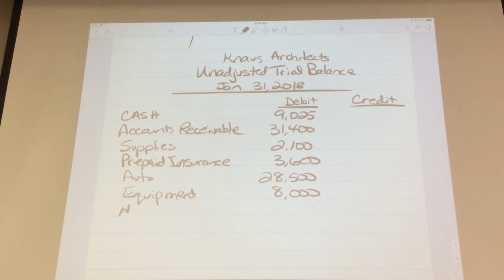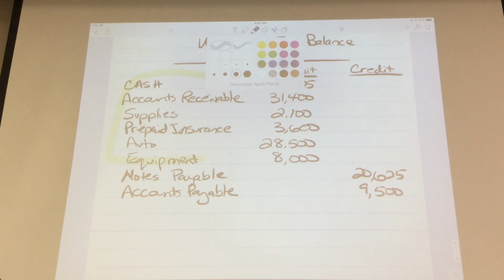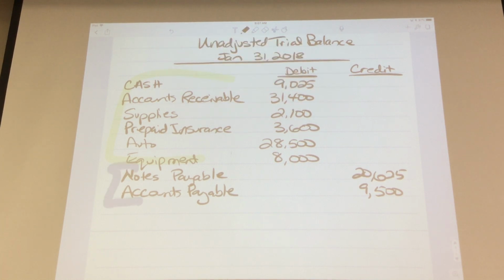Then we list the liabilities next, so notes payable. Notes payable is $20,625. Accounts payable, $9,500. Those are your two liabilities. So we have assets here, liabilities here. Then we list the equity. In our equity account, we have one account, common stock. That common stock equity account has $30,000 and it's a credit balance.